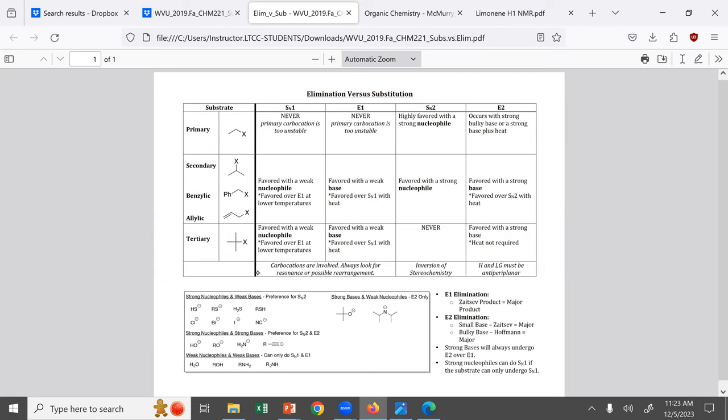Is that on Canvas? I believe so. Yeah, I think it's in the files. Is it just in the files? It's in the files. It's also linked under resources, I think. But if you can't find it, let me know. And I believe it's just got the same title. If you get to the files, if you search WVU, it's from somebody at West Virginia University who made this.